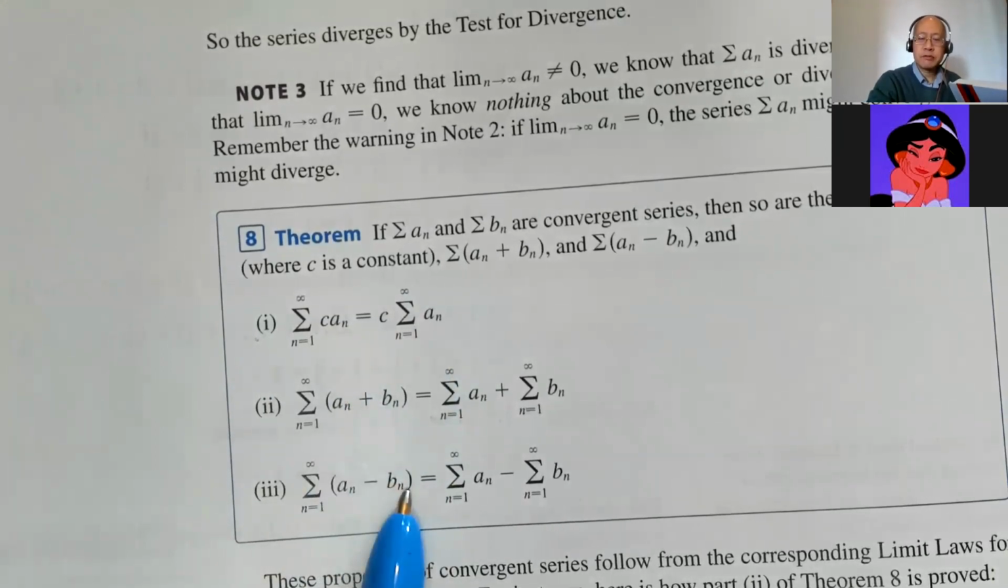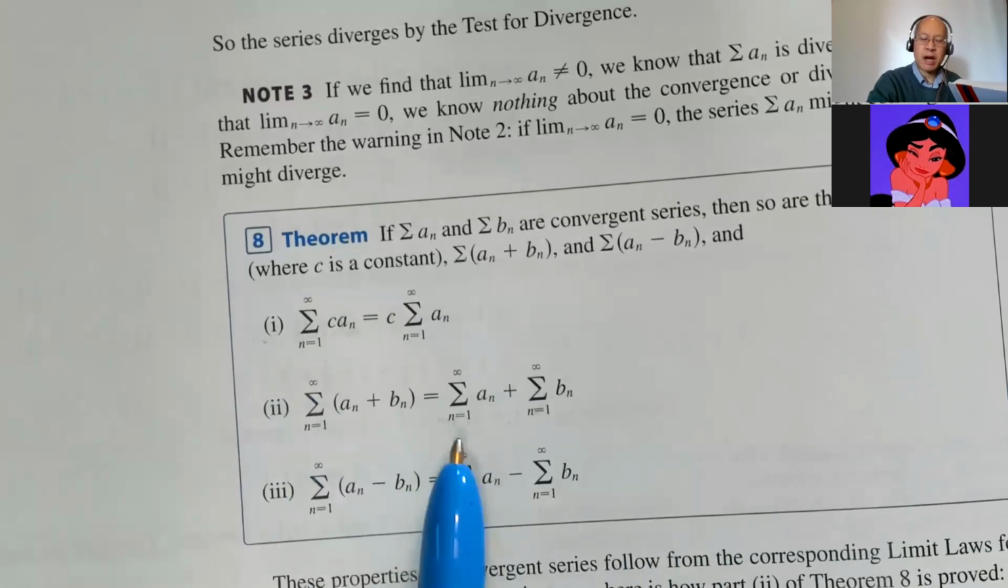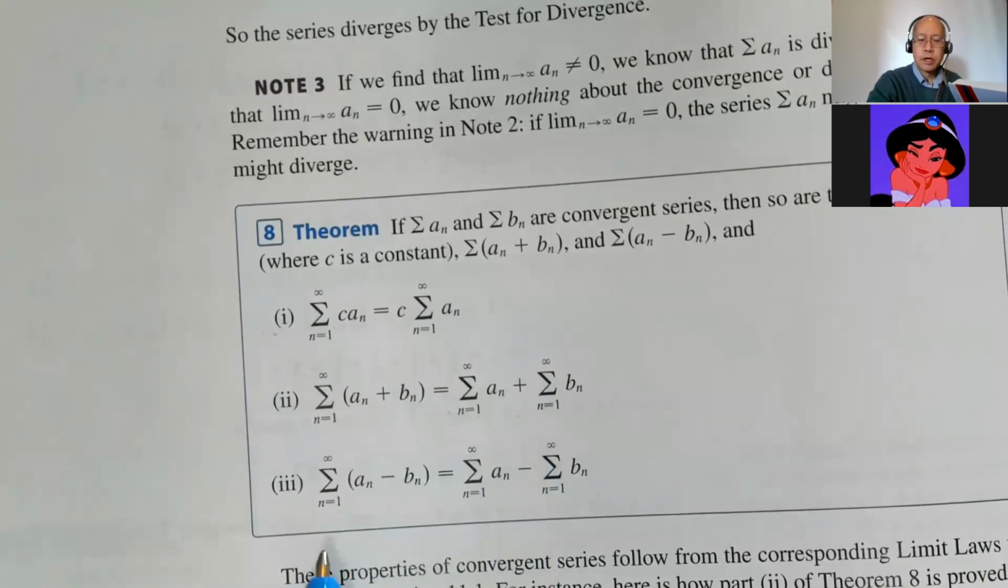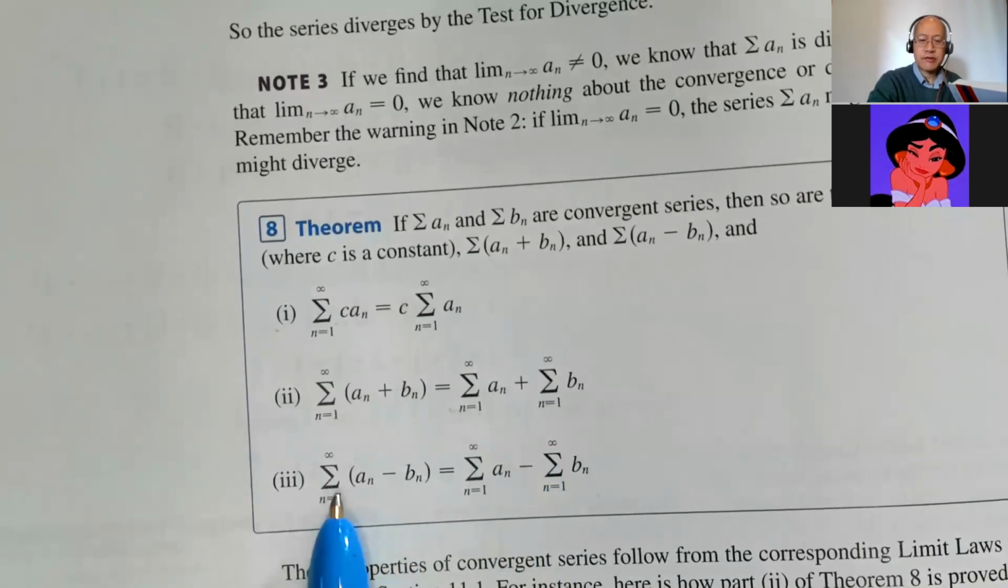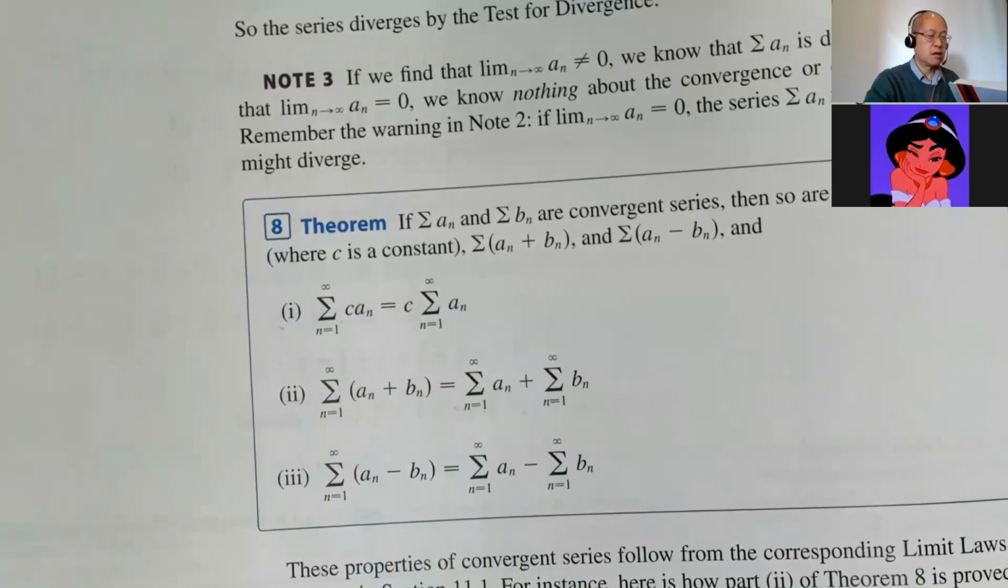And these two seem reasonable. Sort of looks like the commutative property. Summation of A sub n plus B sub n. You can split it up. I already did an example of that. Sum of A sub n plus sum of B sub n. And likewise, summation of A sub n minus B sub n is the sum of A sub n minus the sum of B sub n. Okay. So we have that.